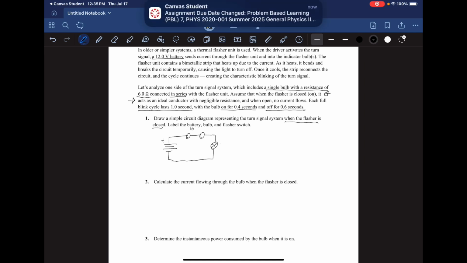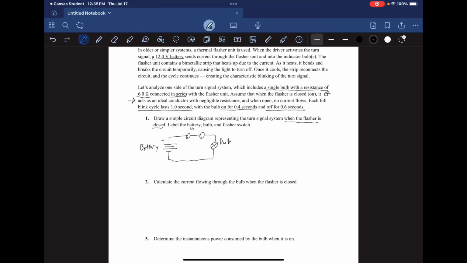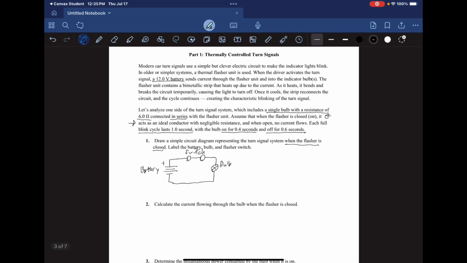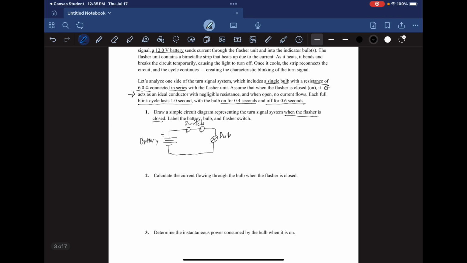And that's it. So we have bulb, battery, and right here we have our switch. Okay, so that is question one already done. And you can already see that even though this word problem is really long and has a lot of information in it, it's a relatively simple circuit.